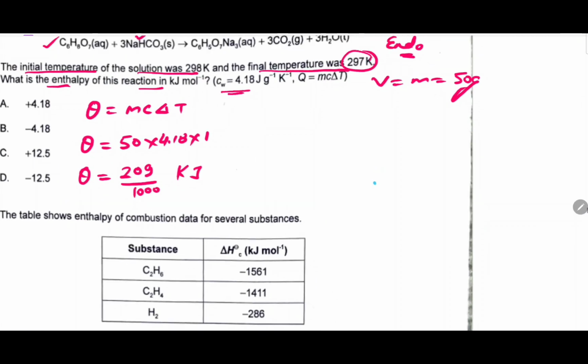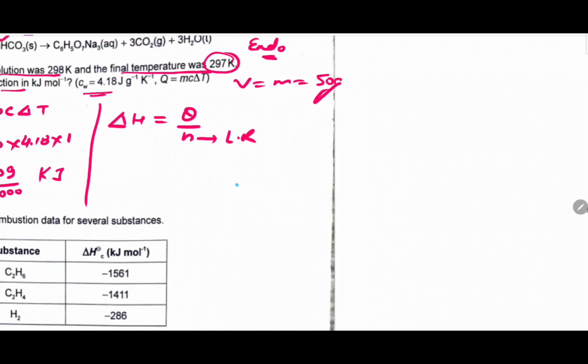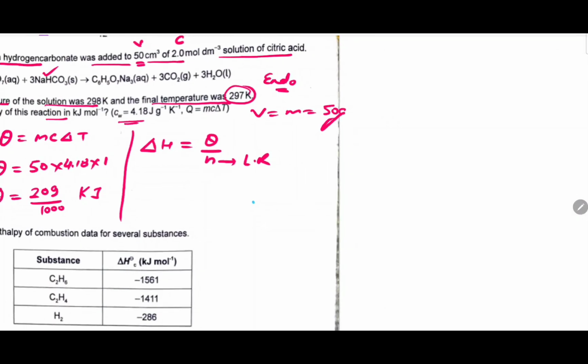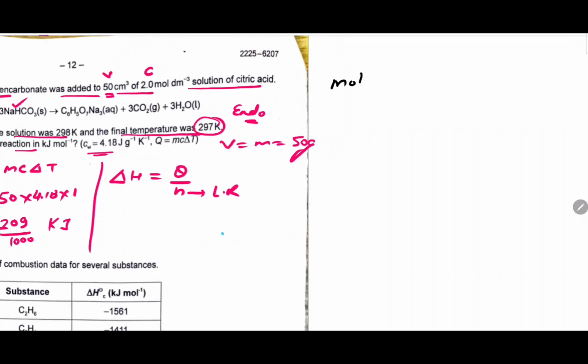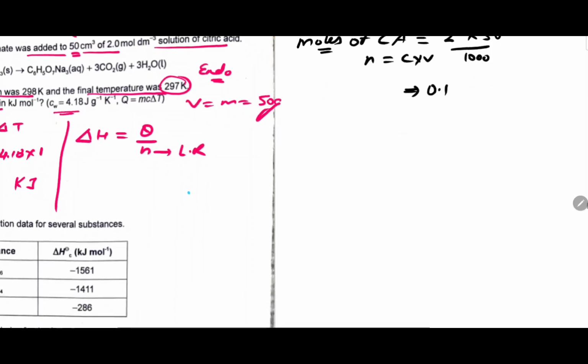Now, in order to find the enthalpy of reaction, we require delta H equals Q upon n, where n is the number of moles of the limiting reactant (LR). How to find out the LR for this reaction? Now we have moles of citric acid, and that's equal to C into V. C is 2 mole per dm cube into volume 50 divided by 1000. So that comes out to be 0.1 mole.